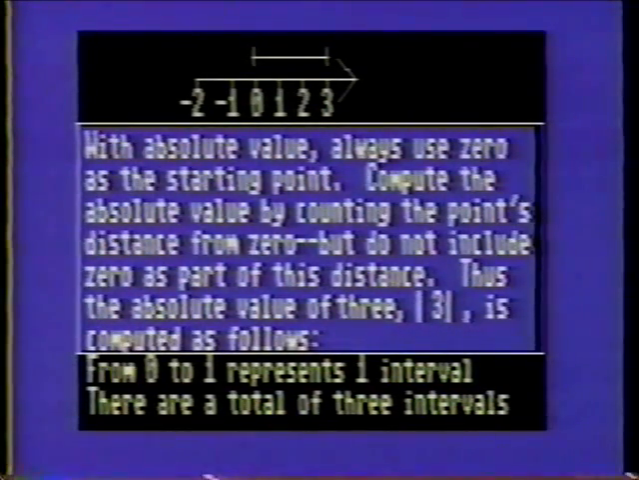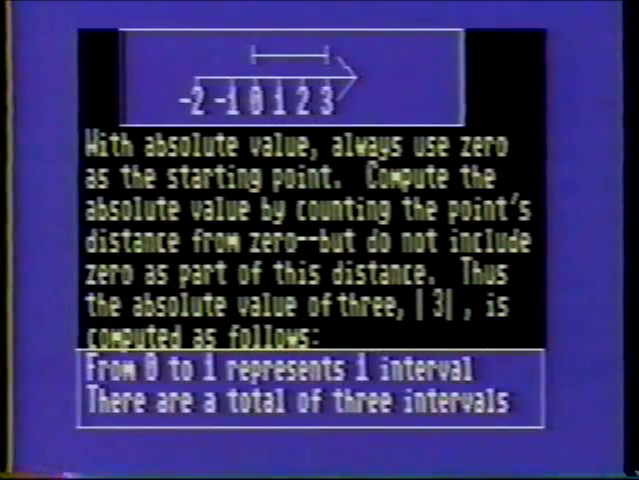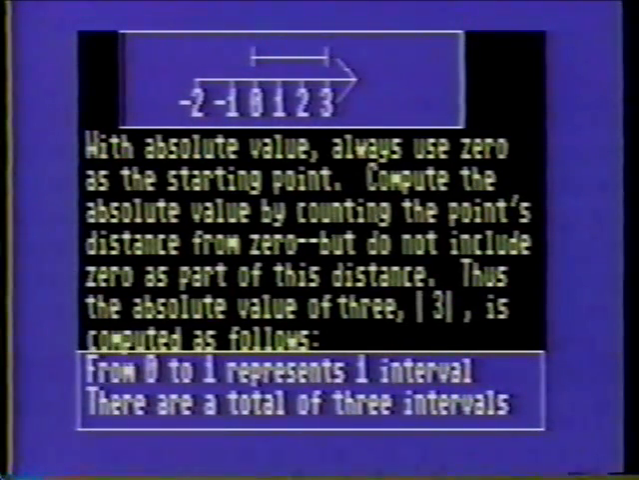With absolute value, always use 0 as the starting point. Compute the absolute value by counting the point's distance from 0, but do not include 0 as part of this distance. Thus, the absolute value of 3 is computed as follows. From 0 to 1 represents one interval. There are a total of 3 intervals from 0 to 3.